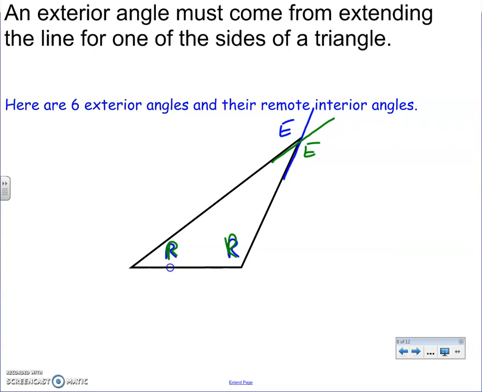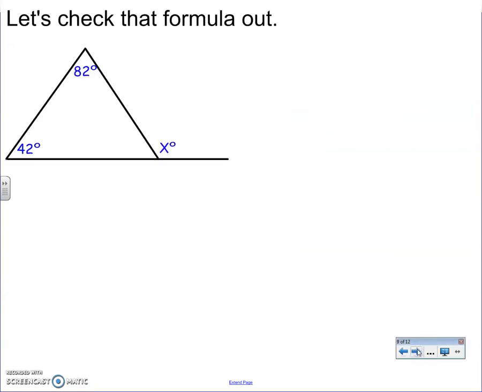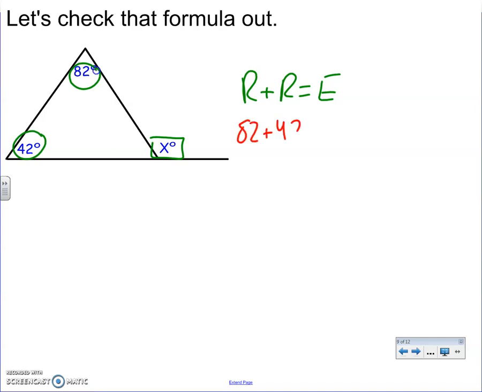All right, so keep that in mind. So let's check the formula out. It says R plus R equals E. So the formula, R plus R equals E, this is the exterior angle theorem. The first R we said was 82. Second R is 42 equals X. 82 plus 42, that is 124 equals X. We found X, 124 degrees.